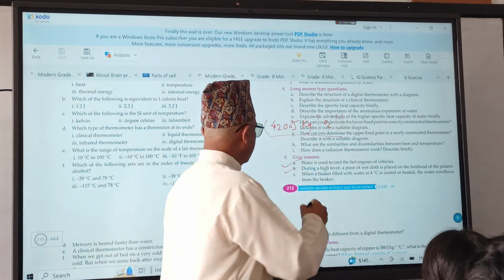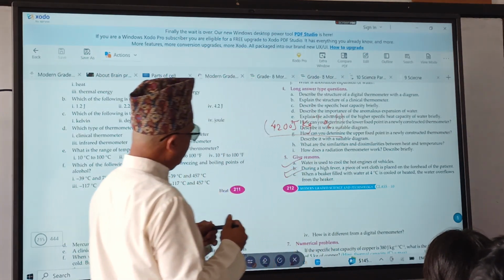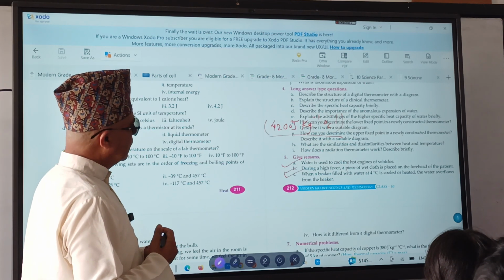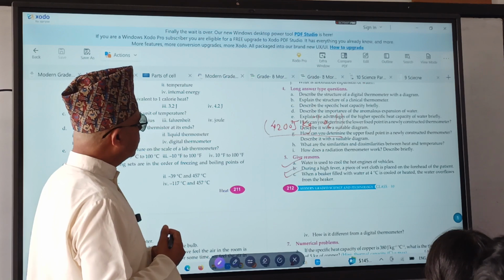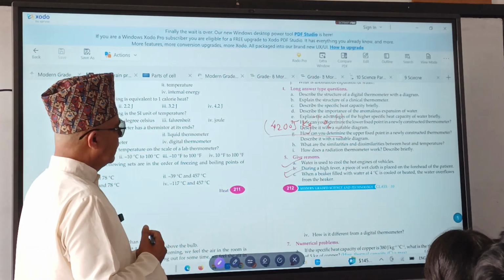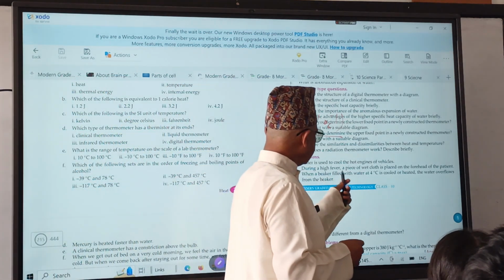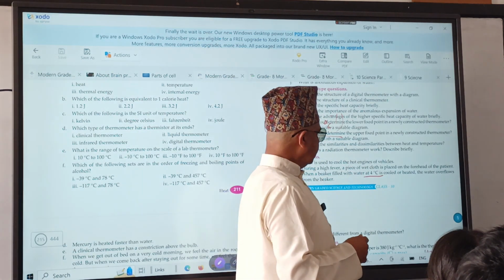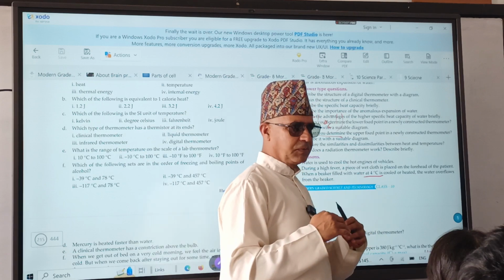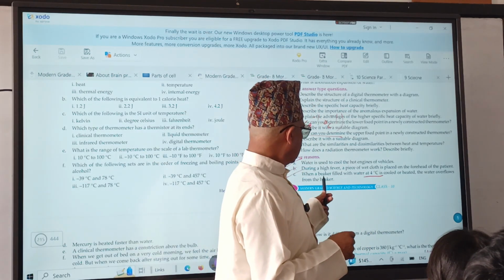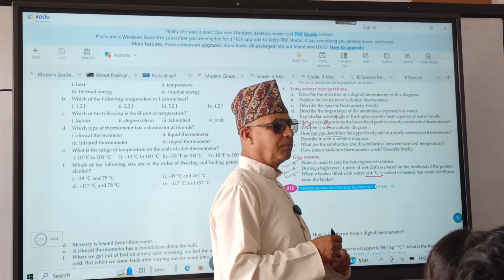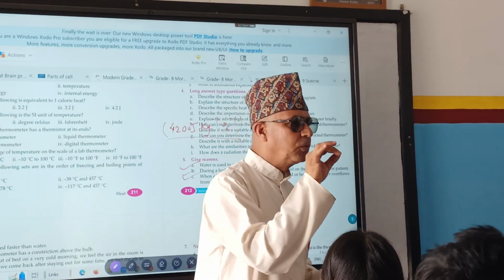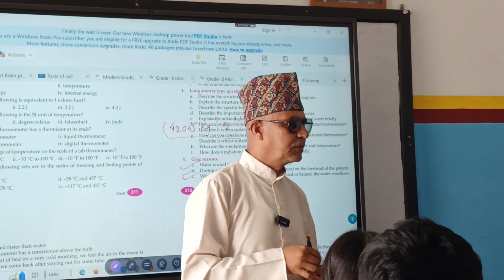Question number C. When a beaker filled with water at 4 degrees centigrade is cooled or heated, the water overflows from the beaker. Why? It's expanding. Yes, when water at 4 degrees centigrade is cooled, then it expands. Due to expansion, the water overflows from the beaker. And water has least volume at 4 degrees centigrade.